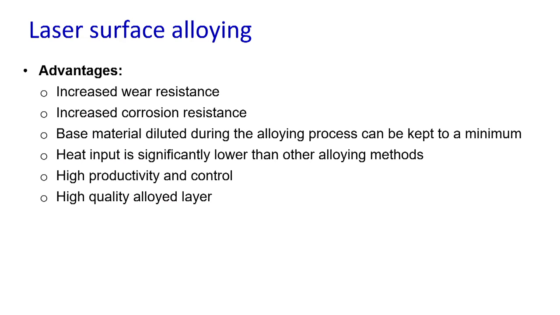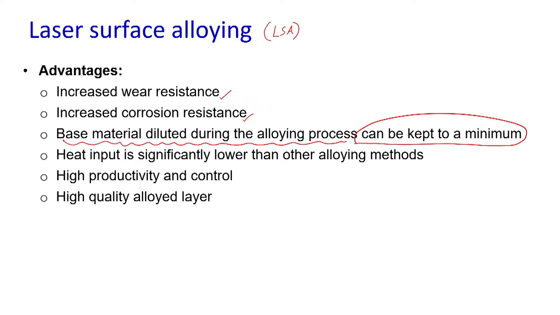So now let us see what are the advantages of the laser surface alloying. This laser surface alloying, which is abbreviated as LSA, offers increased wear resistance, increased corrosion resistance. The base material diluted during the alloying process can be kept to a minimum. So this is the peculiarity, an important characteristic of the laser surface alloying, that the dilution can be kept minimum in laser based surface alloying.